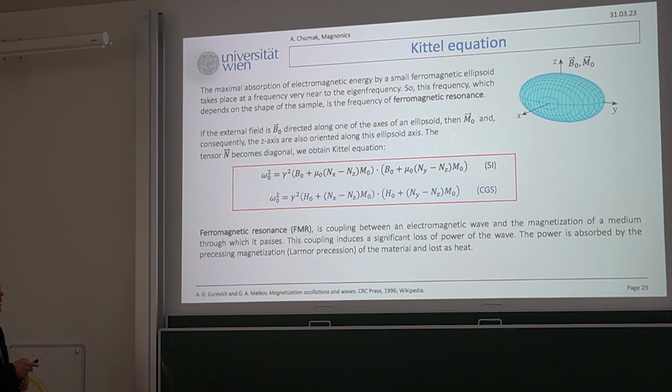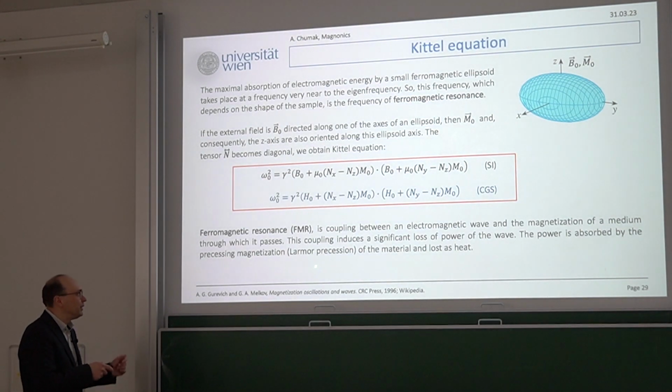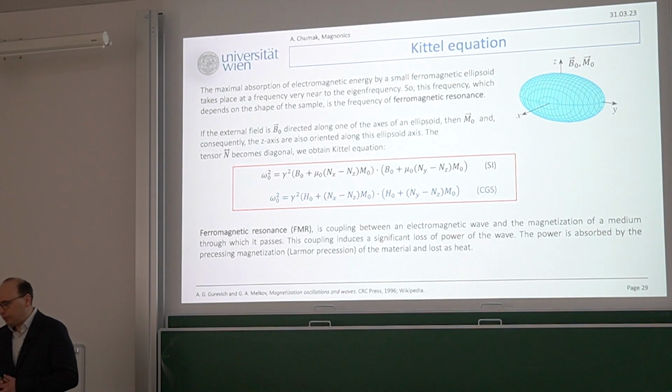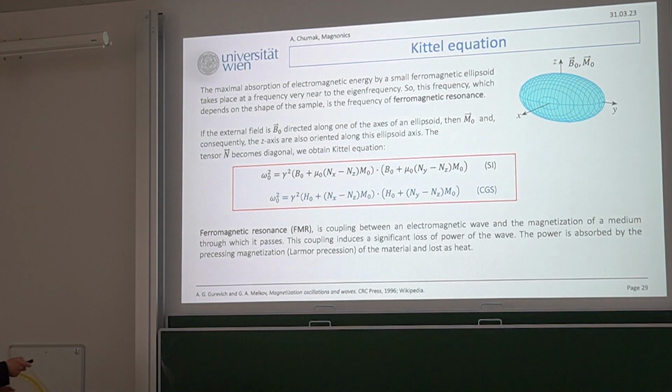And in principle, this Kittel formula describes nothing else than ferromagnetic resonance, which is coupling between an electromagnetic wave and the magnetization of a medium through which it passes. This coupling induces a significant loss of power of the wave. The power is absorbed by the precession of the magnetization of the material and lost as heat. So it means that this formula is used in real experiments to analyze ferromagnetic resonance dependencies or measurements.